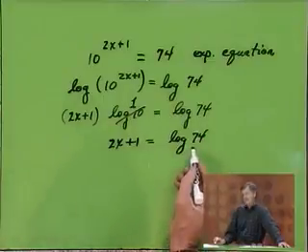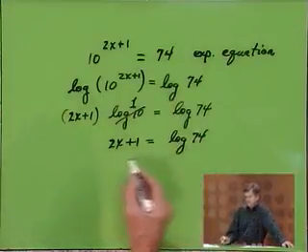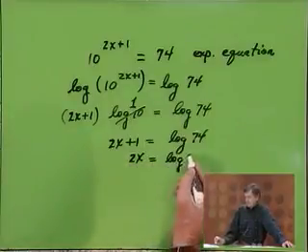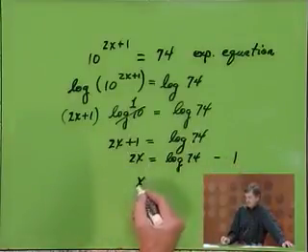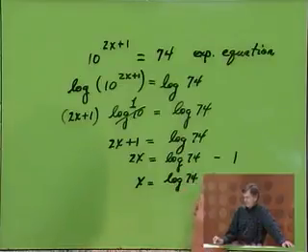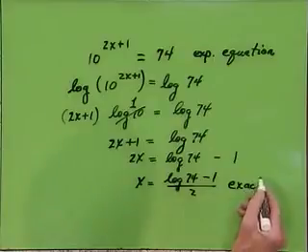Now, I could calculate this on my calculator, but rather than doing that yet, I want to get the exact answer. I'm going to solve for x. 2x is equal to the log of 74 minus 1. And then I'm going to divide by 2, and I have the log of 74 minus 1 all over 2. Now, I would call this the exact answer.